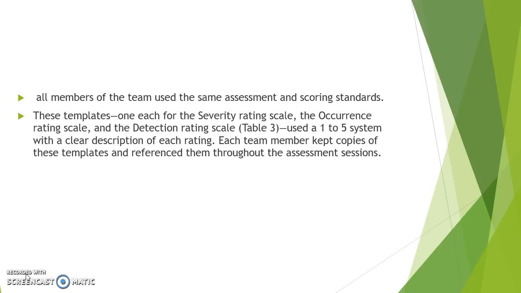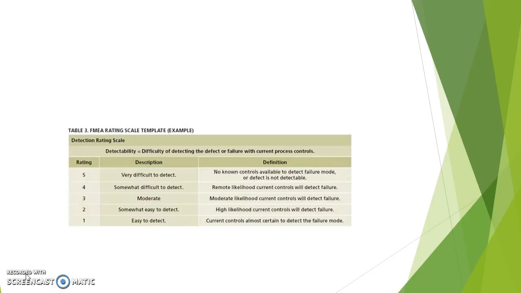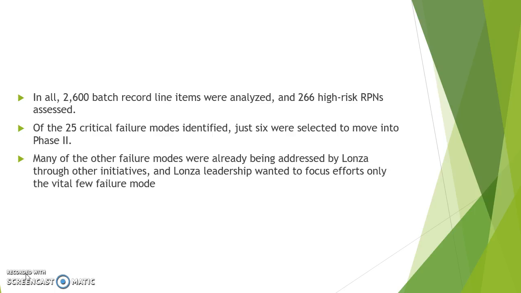All members of the team used the same assessment and scoring cards. These templates, one each for severity rating scale, occurrence rating scale, and detection rating scale, used a 1 to 5 system with a clear description for each rating. Each team member kept copies of these templates and referenced them throughout the assessment sessions. This is a table which consists of a detectability rating scale, 1 being very easy and 5 being very difficult.